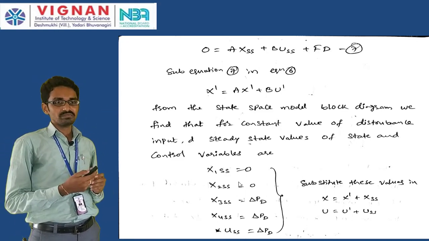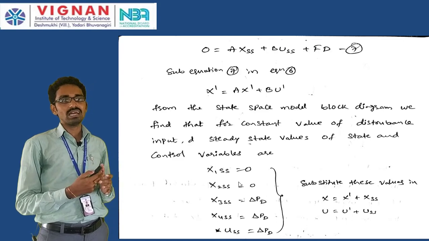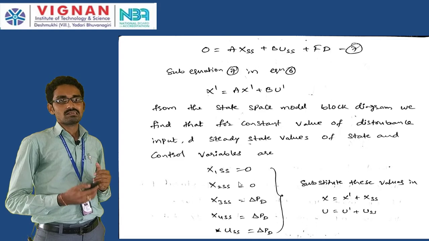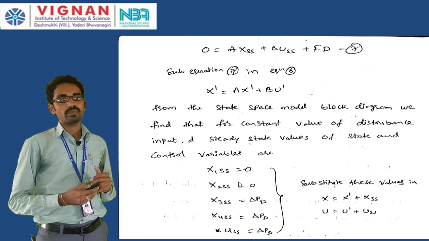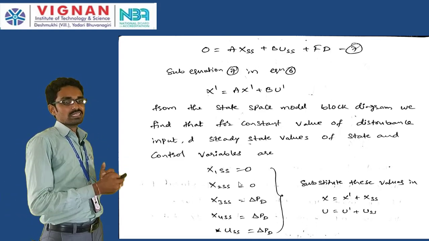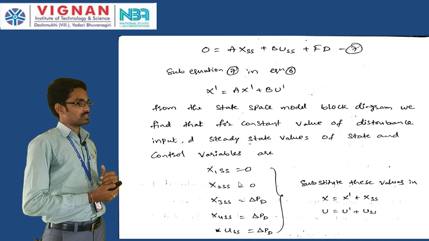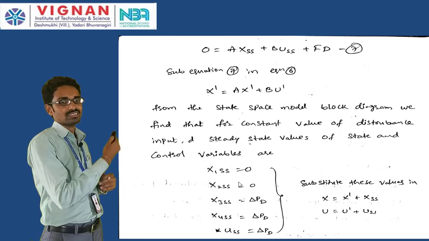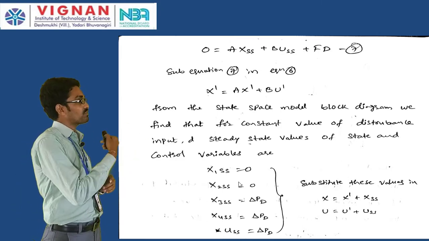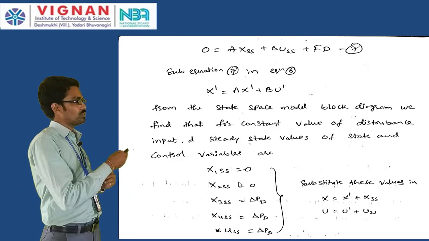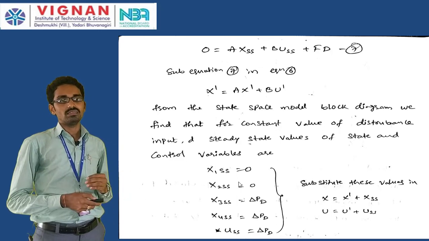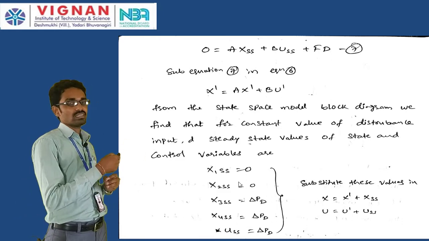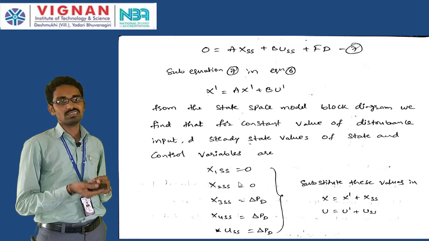If I consider the block diagram, as well as the state space model block diagram, we find that for a constant value of disturbance input d, the steady state values of the state and control variables are x1ss is equal to 0, x2ss is equal to 0, x3ss is equal to delta Pd, x4ss is equal to delta Pd, and uss is equal to delta Pd. So these are the values. x is equal to x dash plus xss, and u is equal to u dash plus uss.